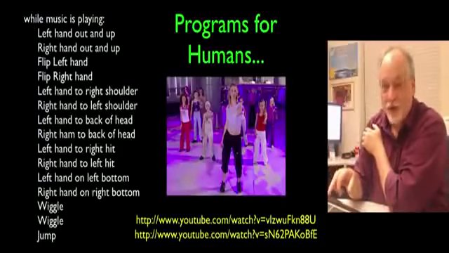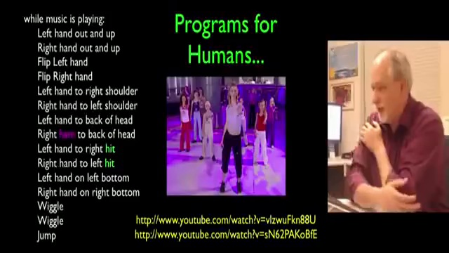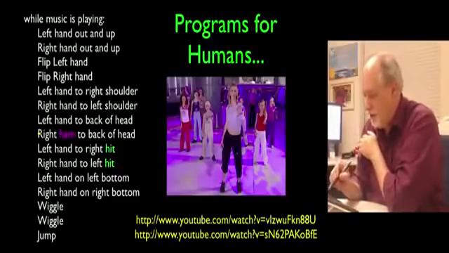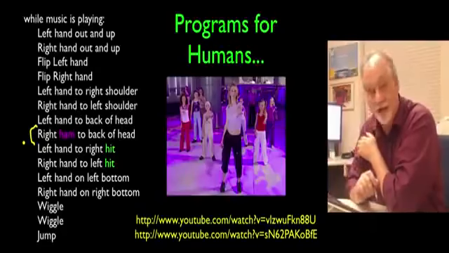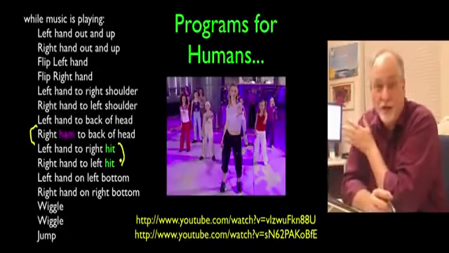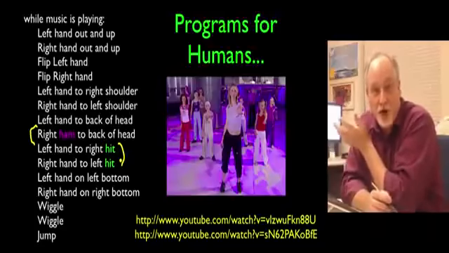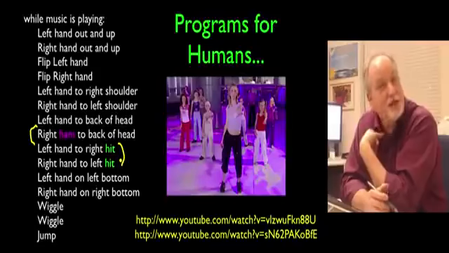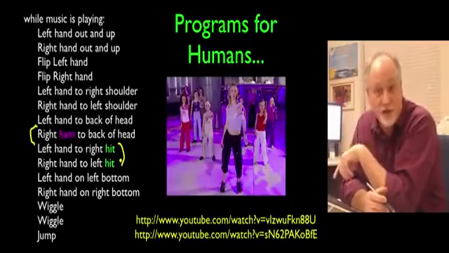Okay, so here are the places that have the mistake, right? The mistake is right hand to the back of the head and left hand to right hit, not hip. Now, if you're in a bar and you take a hand and you hit somebody in the back of the head, that's not very nice when you're dancing to this song. These are what's called bugs.